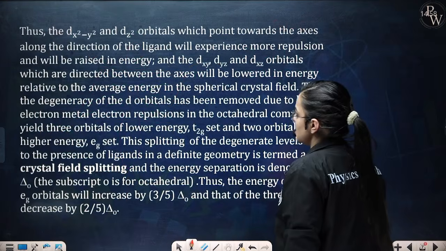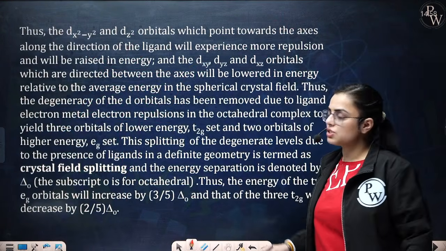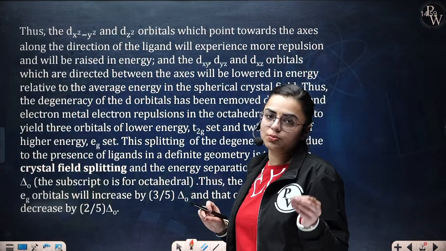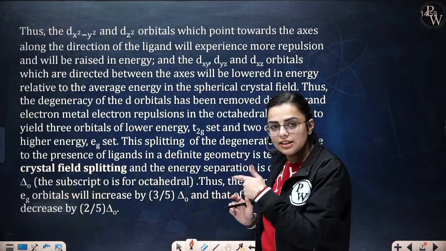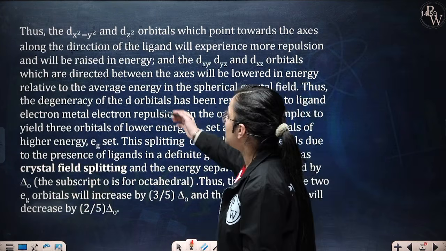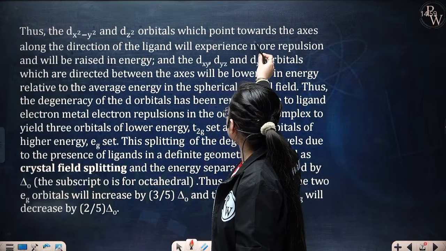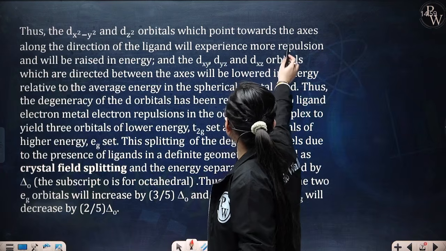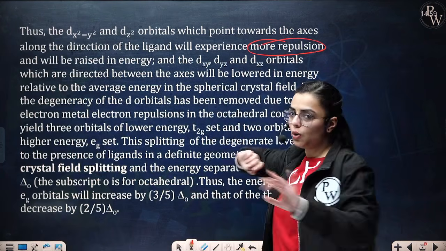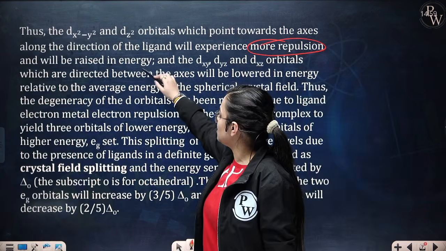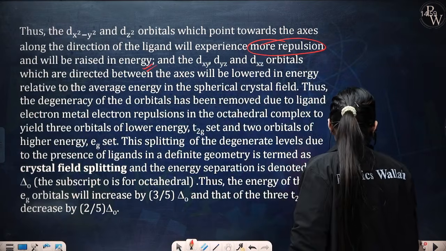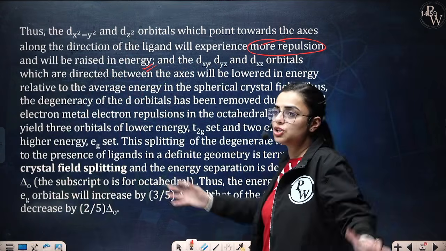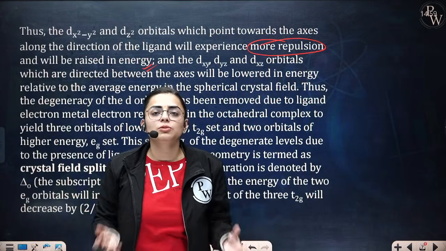See, what does it say? This is all the thing which I have already told you. I have just written it over here so that the NCERT lines can also be completed. You can read NCERT side by side. Let us see. The dx square minus y square and dz square orbitals, which point towards the axis along the direction of the ligand, will experience more repulsion, which I have already told you, and will be raised in energy automatically. Here you can see they are being raised in energy because they are facing more repulsion, because ligands are approaching from their ends only.